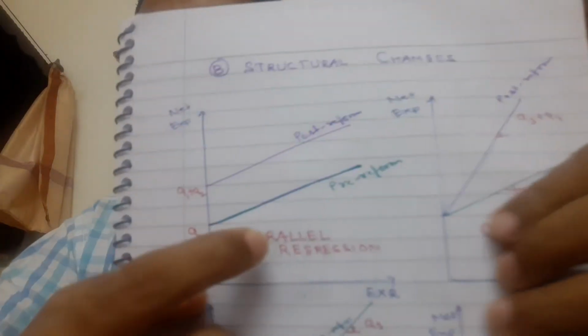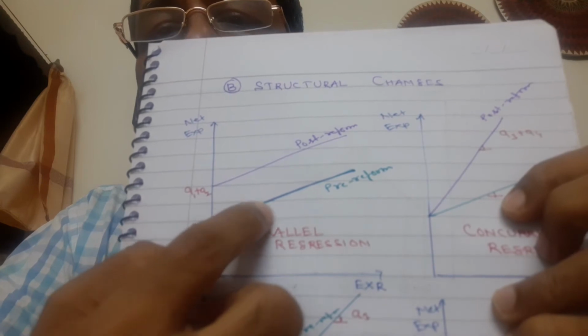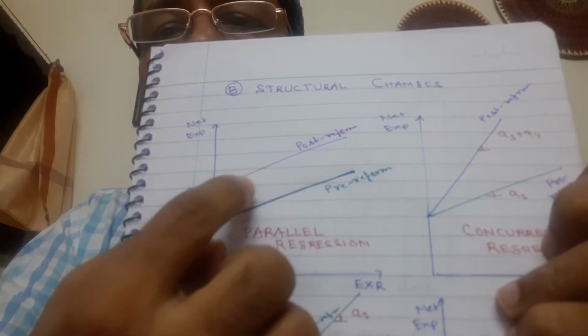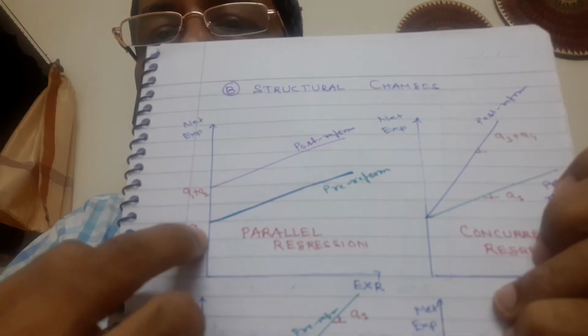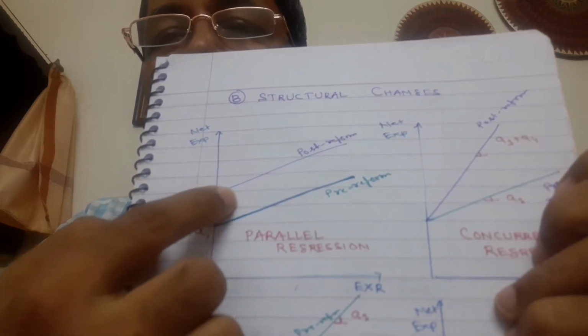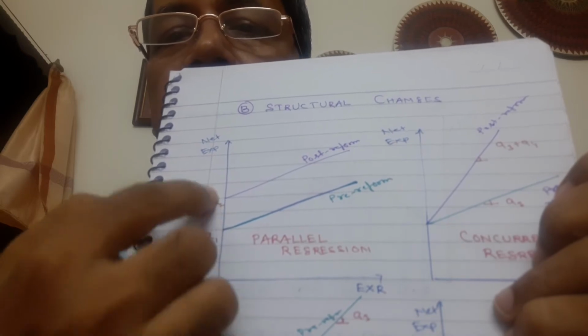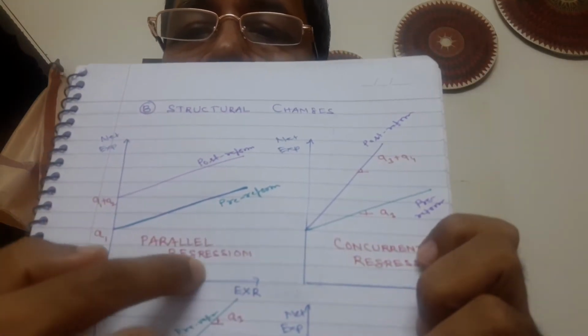Possibility 1 is given in this graph, where the green line is for the pre-reform period and the violet line is for the post-reform period. There is a difference in the intercept here, so this reflects that there is a structural change, and it happened in the intercept. This one we call parallel regression.